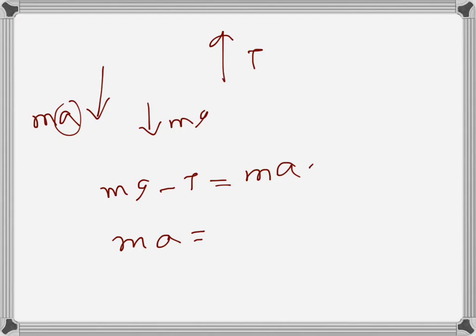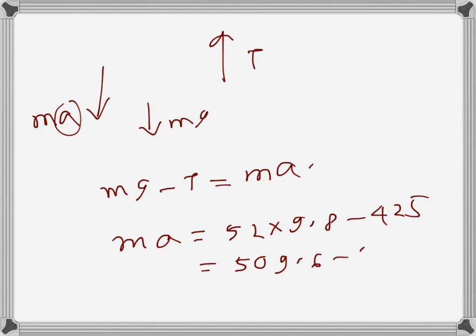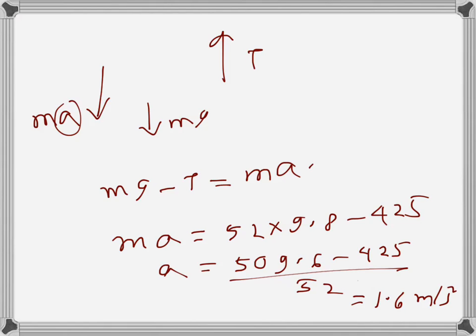So anyway, ma is equal to 52 times 9.8 minus 425, so that's 509.6 minus 425. So a becomes that divided by 52, that is 1.6 meter per second square. That's the value of the acceleration.